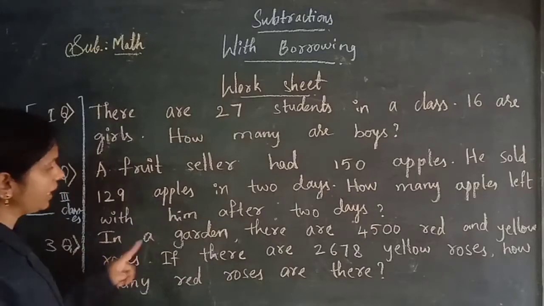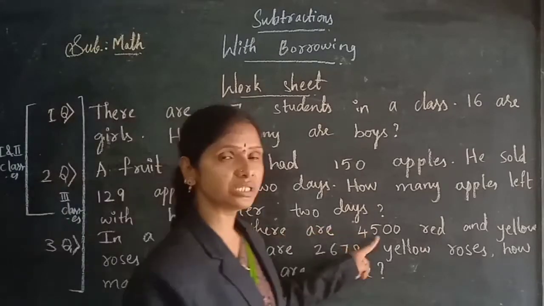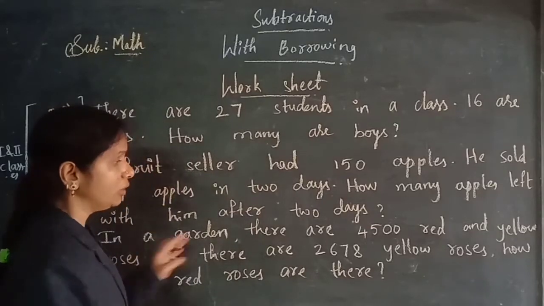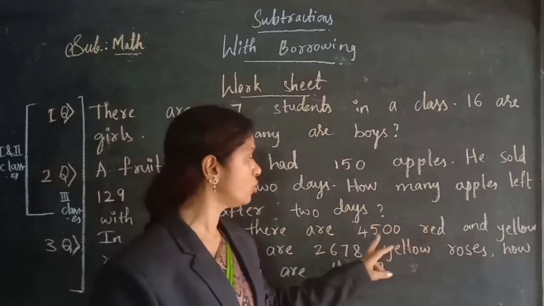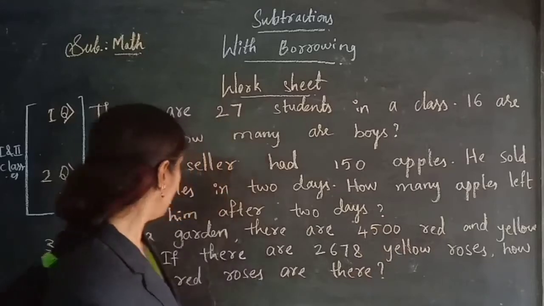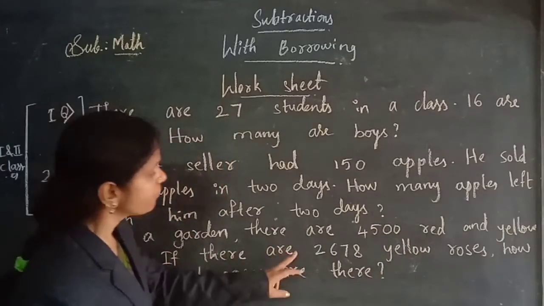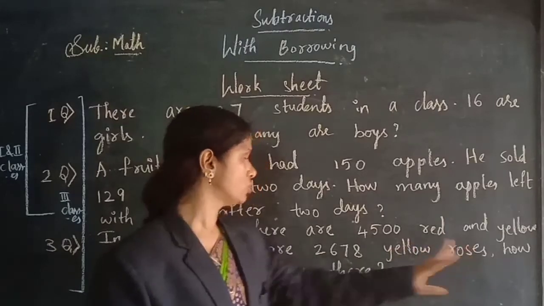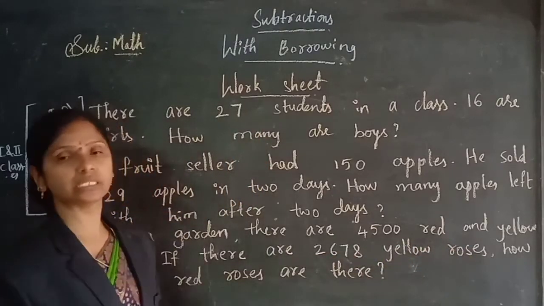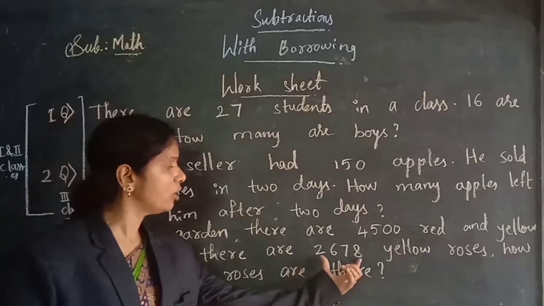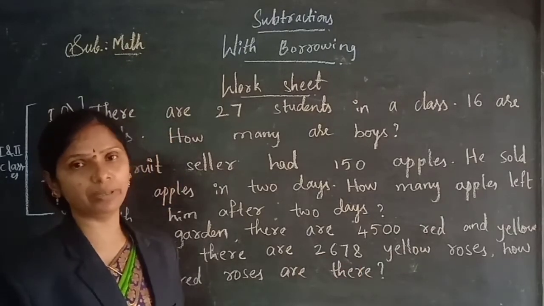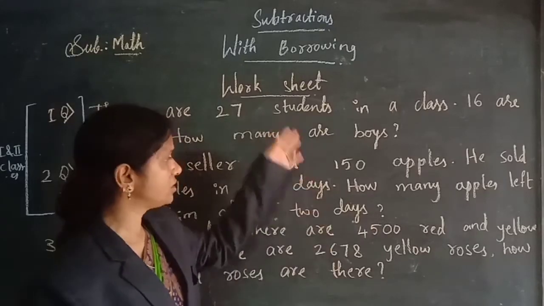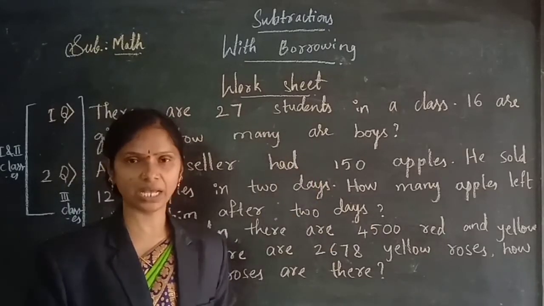Third one, you see. In a garden, there are 4,500 red and yellow roses. Together we have 4,500 red and yellow roses, and in that there are 2,678 yellow roses, so how many red roses are there? Means these many yellow roses are there, so how many will be the red roses? Means you need to find the remaining number. All these problems are related to subtraction, children.